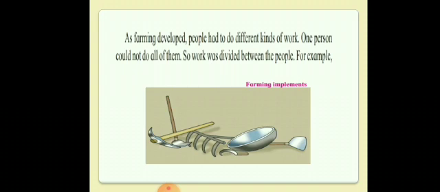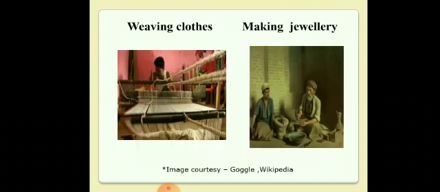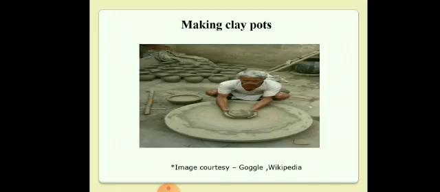For example, some people started making farming implements. You can see some farming implements here in the picture. Some people started doing different kinds of work like weaving clothes, making jewelry, making clay pots. In this way, many people started doing different kinds of work and settled nearby. So, from here, different occupations were developed. Means people began to do different kinds of work, and this way many towns were developed.